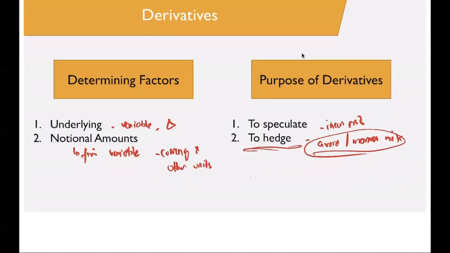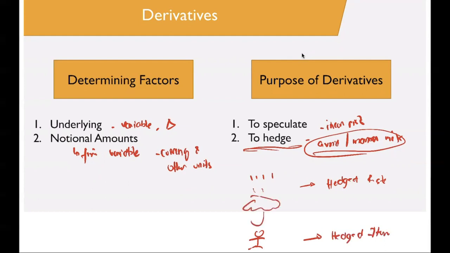Okay, we go back. What is the risk? We call this one your hedge risk. And then we have here your person. What do we call this person? This person is your hedge item. And then we have your umbrella. Your umbrella is your hedging instrument.